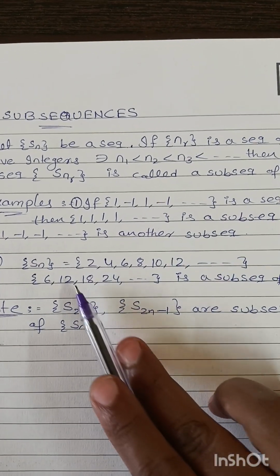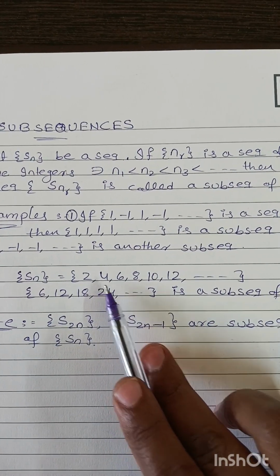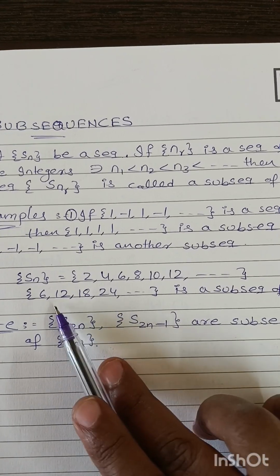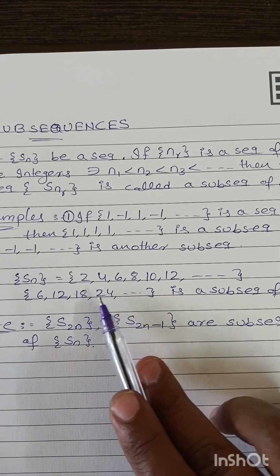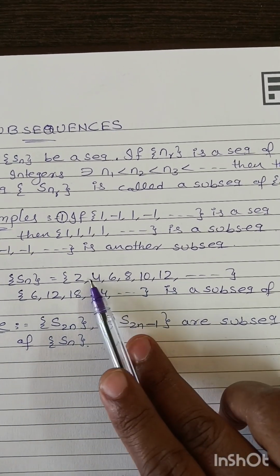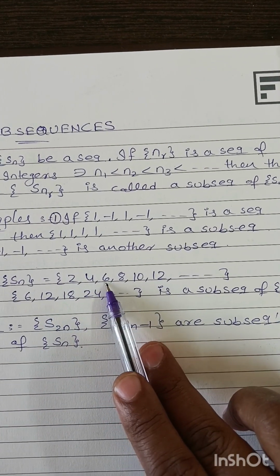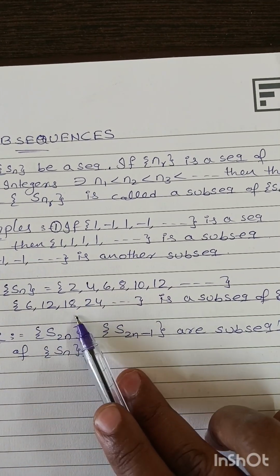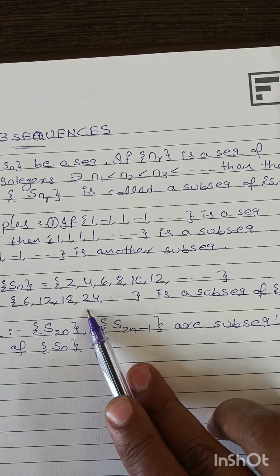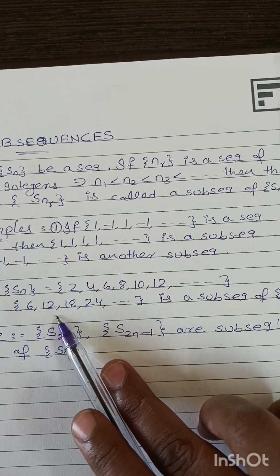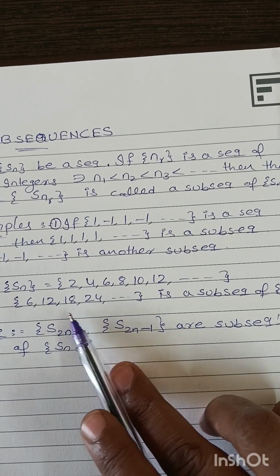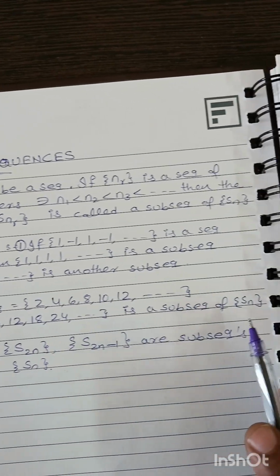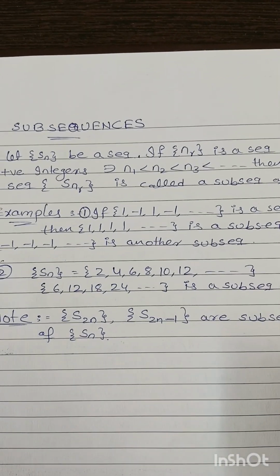Next example, the sequence Sn equal to 2, 4, 6, 8, 10, 12 and so on. Then 6, 12, 18, 24 and so on. The first sequence is the multiples of 2. Next, this sequence is the multiples of 6. So 6 equals 2 into 3. So the multiples of 6 are also multiples of 2, and this is a subsequence of the sequence Sn.